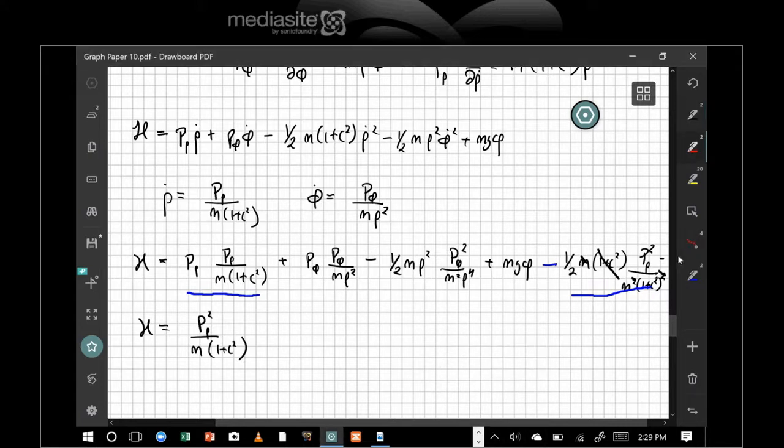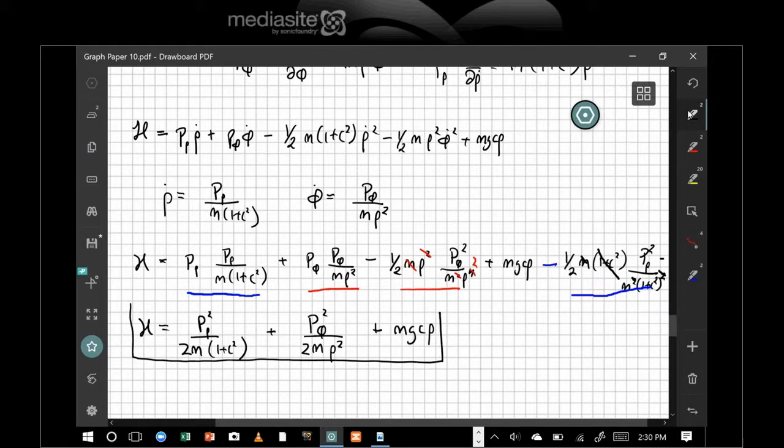Now, what I have is this term here, and then I have this term here. But notice that that cancels out to a 2 there. One of those masses cancels out. So then I have this minus that. That's going to give me P sub phi quantity squared over m rho squared times a half. And by the way, I forgot the 2 for that. Okay, and then I get plus mgc rho. That's my Hamiltonian.